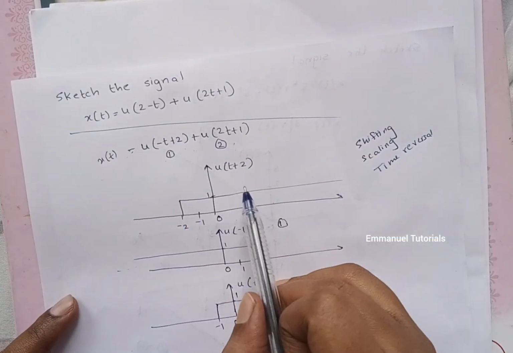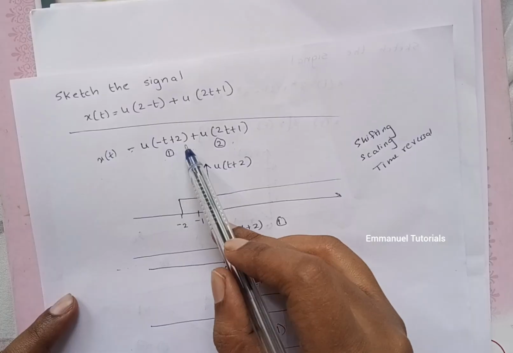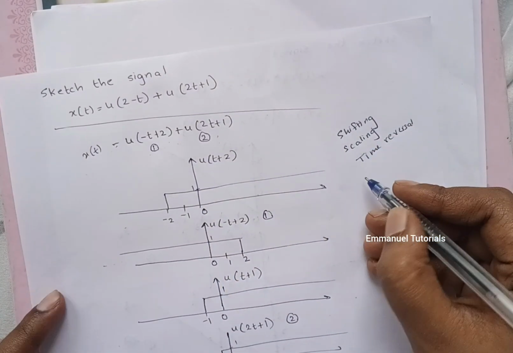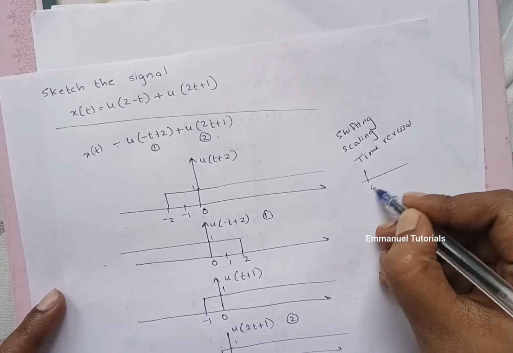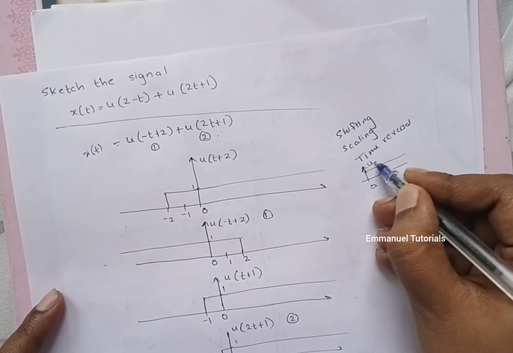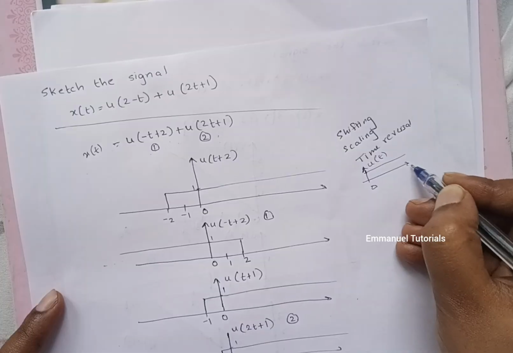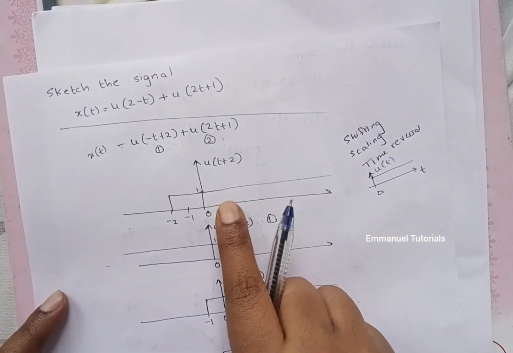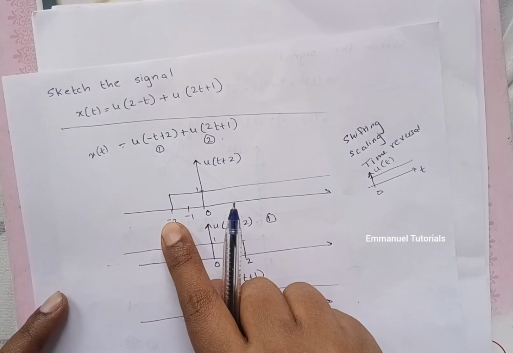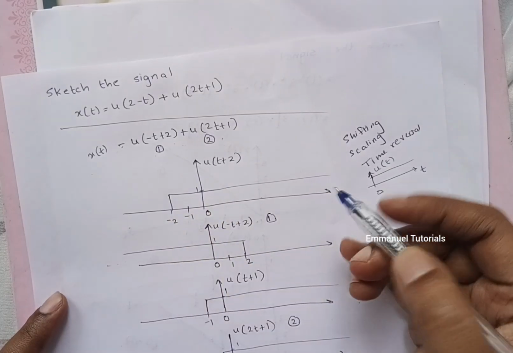So shifting meaning we'll be advancing the signal by 2. So a unit step signal, it's a signal which starts from 0, goes up to infinity with amplitude 1. So this is a u of t. And if you delay or if you advance it by 2, it will start from minus 2, same signal with amplitude 1.